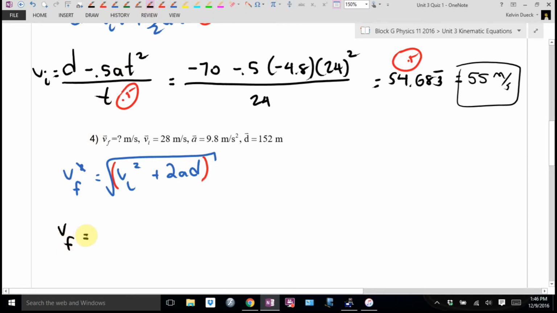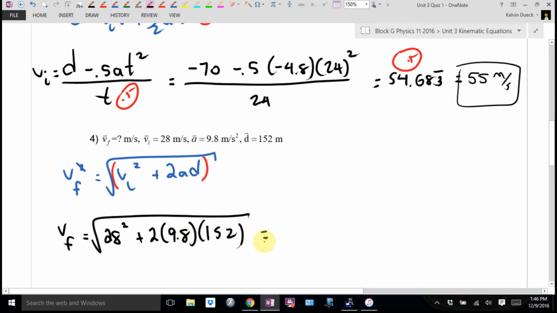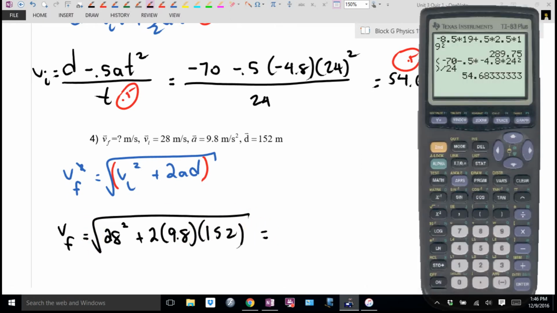it's going to be 28 squared plus 2 times 9.8 times 152, square rooted. Some of you with the newer calculators, when you hit your square root button, it opens up a little mini window, so you can type this all into your square root button. I don't know if yours does, but a lot of them do. I tend to go 28 squared plus 2 times 9.8 times 152 equals, and then I hit the square root answer button. And I get 61.344926. I'm going to go 61.3.